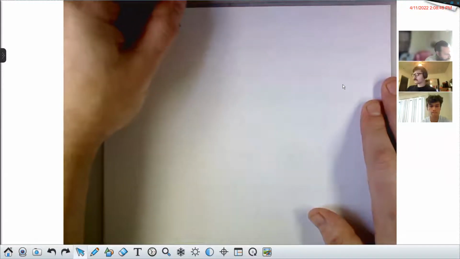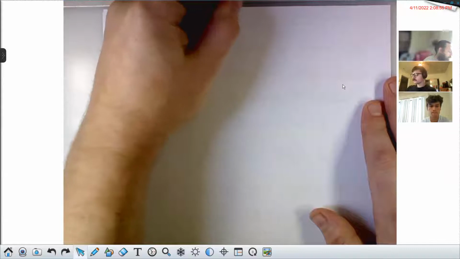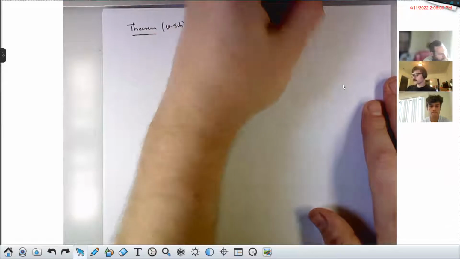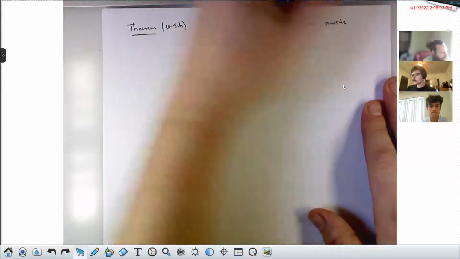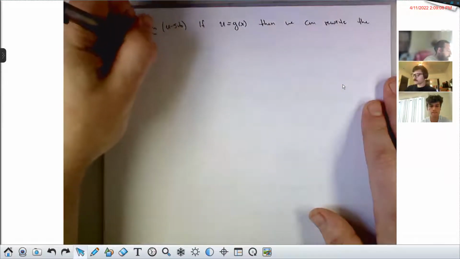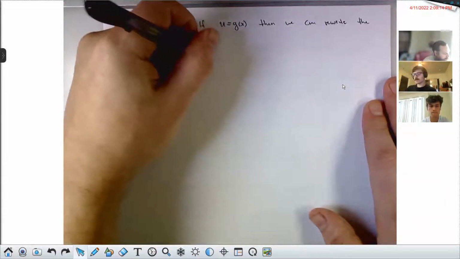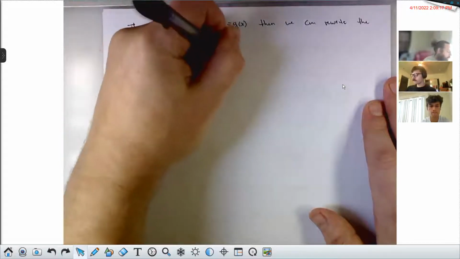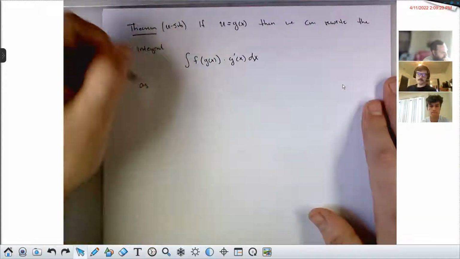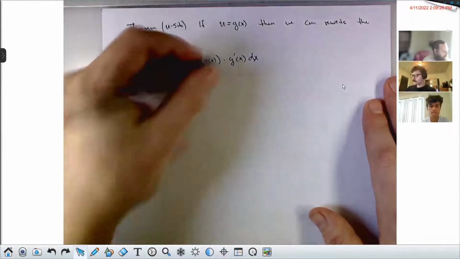The theorem, which I'll just call U sub, says if u is g of x, then we can rewrite the integral of f of g of x times g prime of x dx as the integral of f of u, because u is g of x.